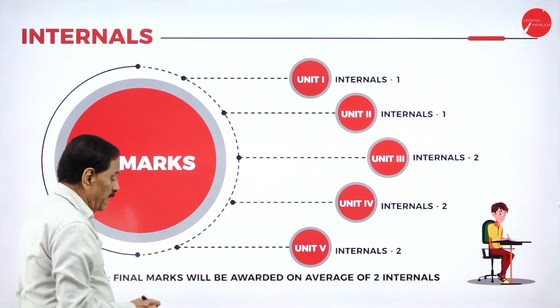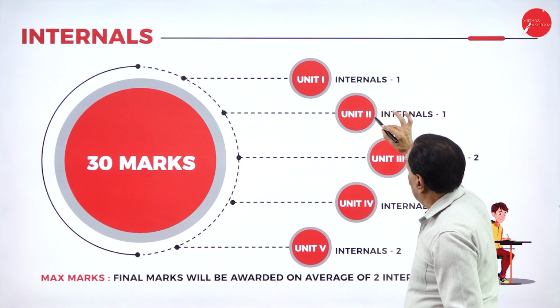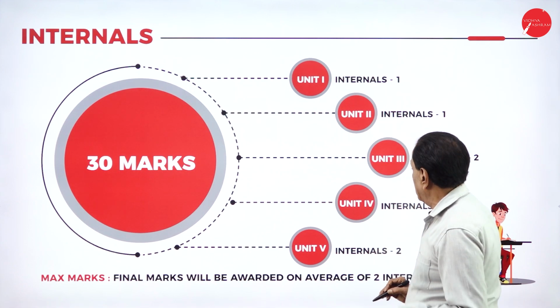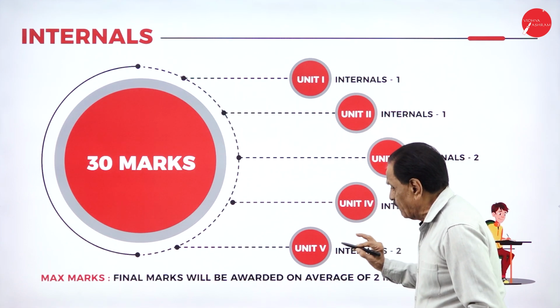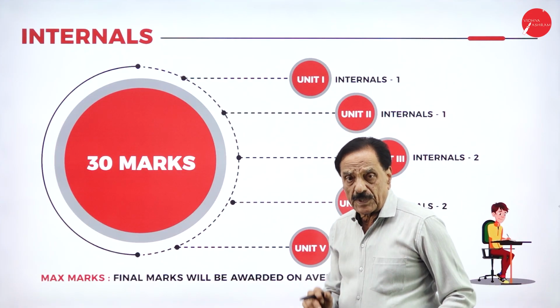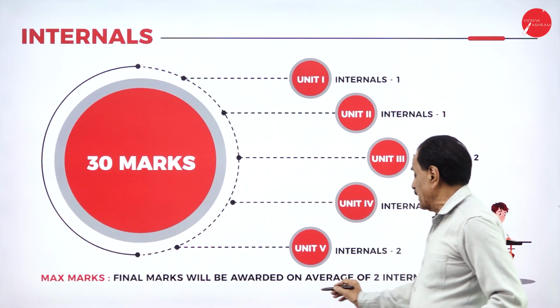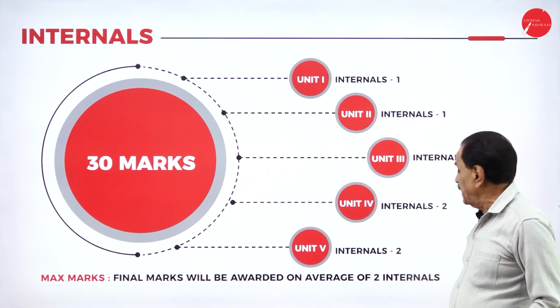Now, internals. In the first internal you have unit 1 and unit 2 for 30 marks. Second internal you have 3, 4 and 5. So we'll take the marks of the first internal, take the marks of the second internal, and make the average. The final marks will be awarded as an average of the 2 internals.